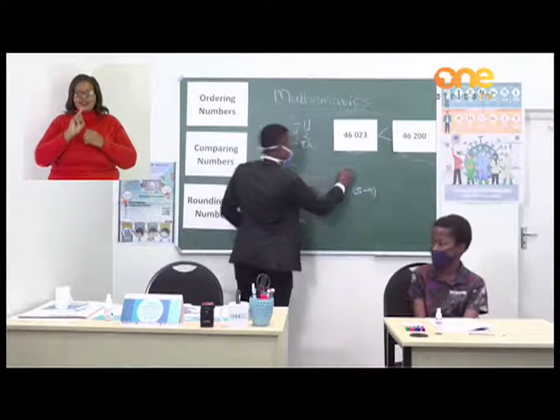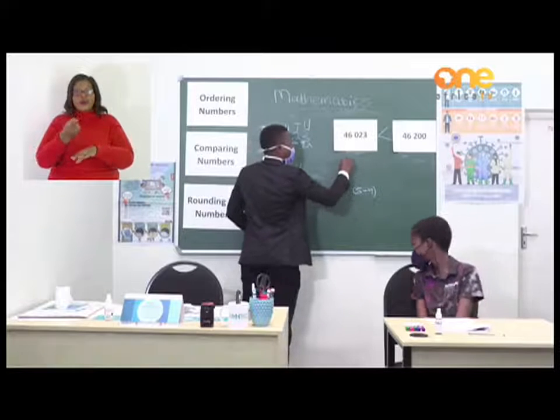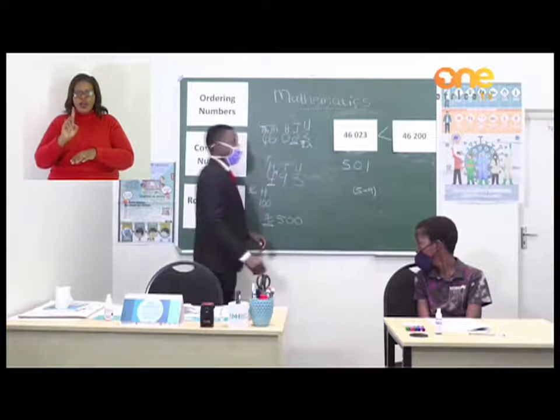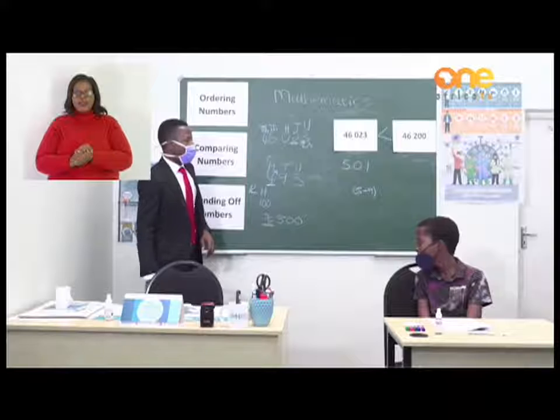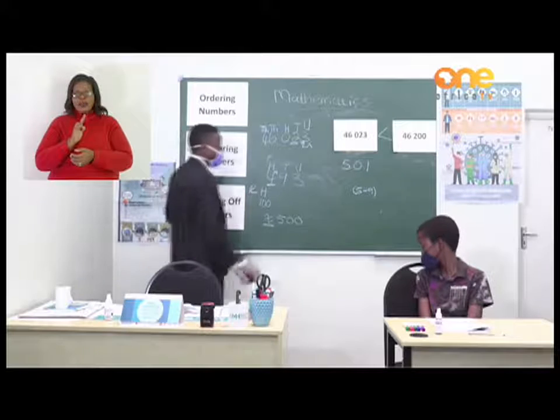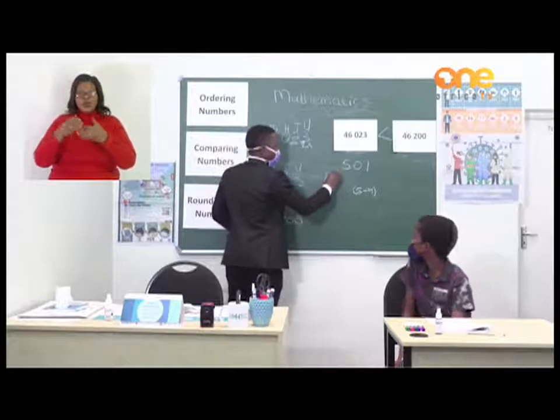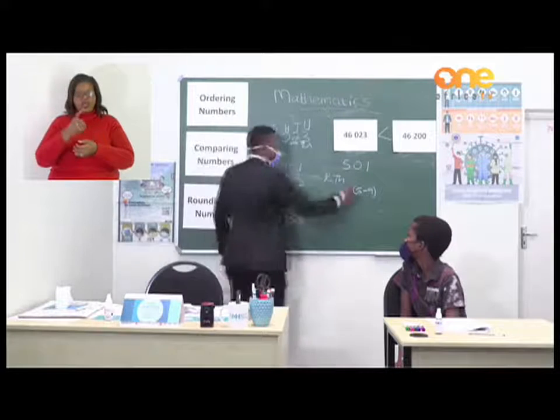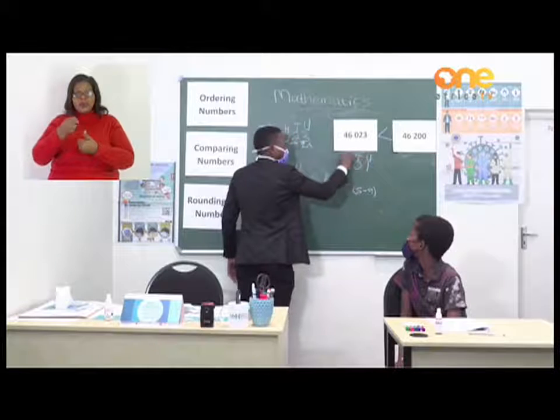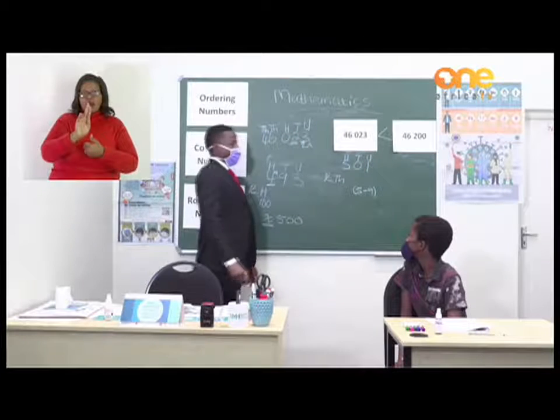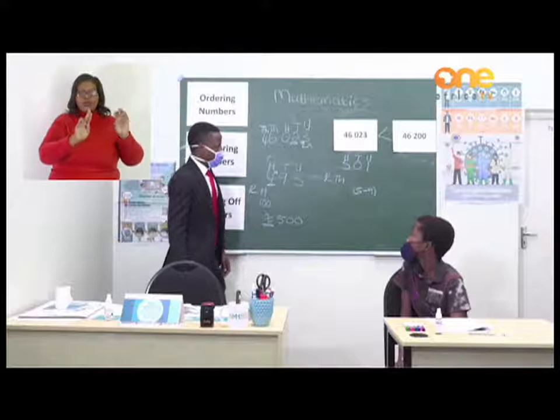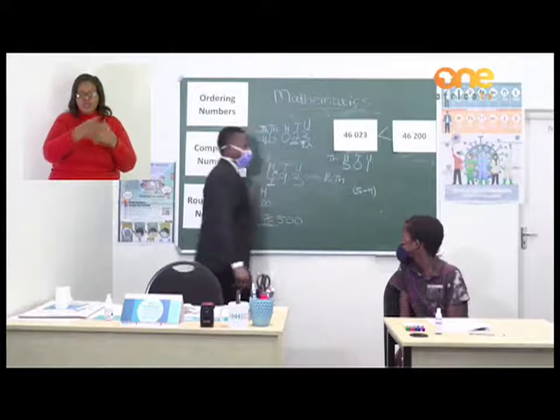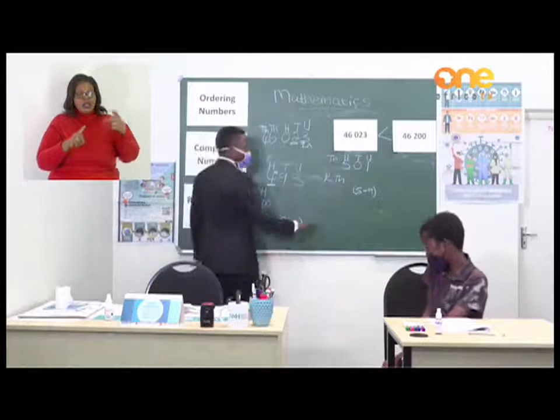For example, we can have 501. And then they say, round off that to the nearest 1,000. Remember, we have a unit, we have a 10, we have a 100. But we are asked to round off to the nearest 1,000. There is no number.